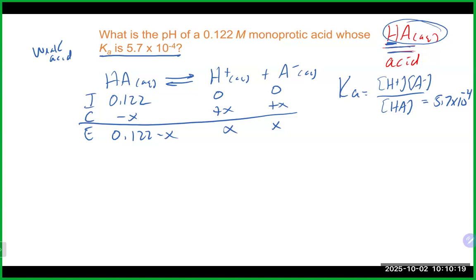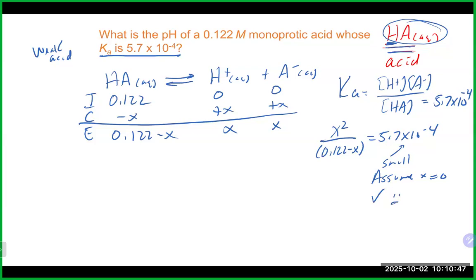Any questions on the table or anything like that? At this point, we go into our expression, and that's going to get us x squared divided by 0.122 minus x equals 5.7 times 10 to the minus 4. That's a small value of K, which means we can assume that x is approximately 0. And if you did that, you saw that the check hopefully was bad. That's 6.8%. So if you went through that and solved it and checked it, you would see it's not so good. If you didn't check it, then let me tell you, it's not so good.